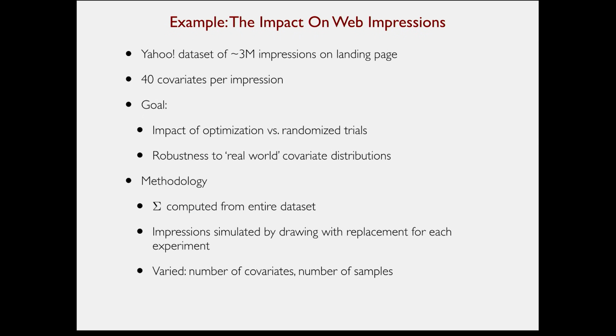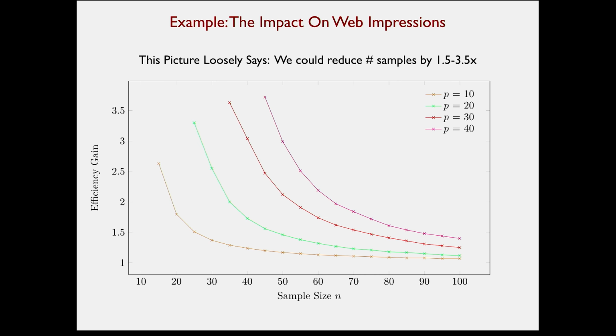Let me skip this. These are just results on this Yahoo clickstream data set, and all it's really showing is that if you optimize over just a randomized trial, there's a lot of power to the optimization.